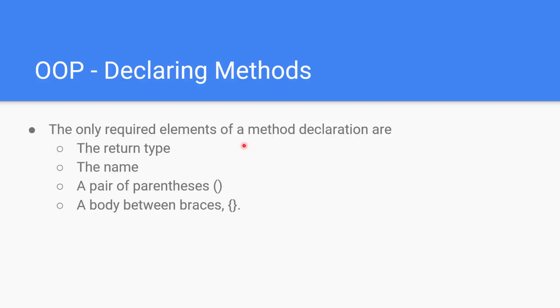The only required elements of a method declaration are the return type, which we'll have to have there, the name of the method, that pair of parentheses, either with parameters or no parameters, and then the curly braces for the code block.